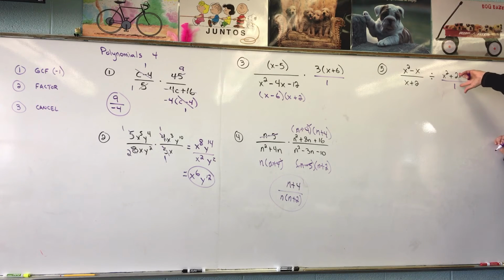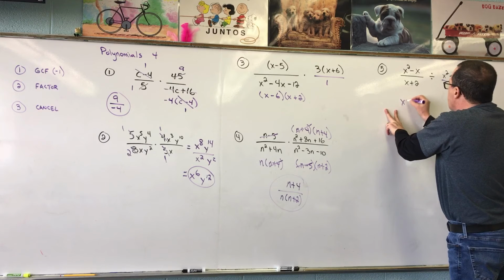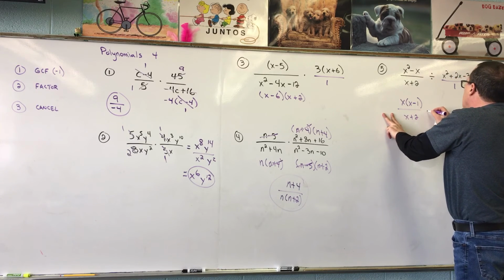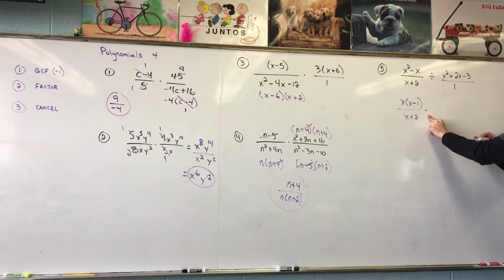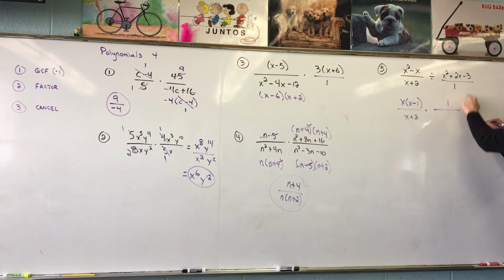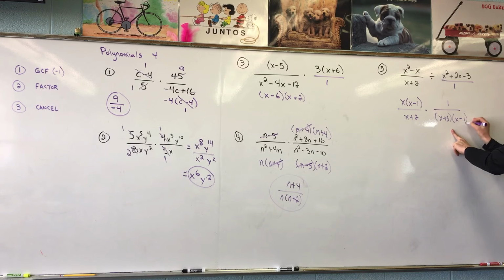So you're going to take this right here and you're going to flip it upside down because it's division. So I'm going to rewrite this as x times x minus 1 over x plus 2. So I'm going to change division to times. I'm going to put the 1 on top now because I'm flipping it. And I'm going to go ahead and factor this. That factors into x plus 3 times x minus 1.